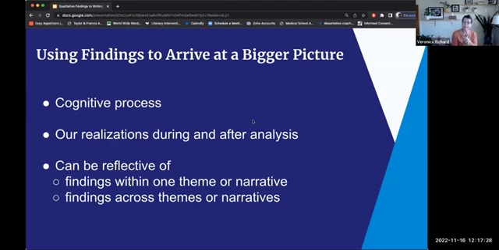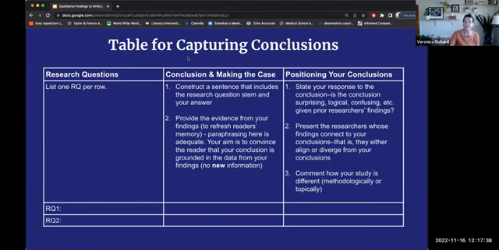And they can be reflective of findings within one theme or narrative or across themes. So let's see what Dr. Velez's conclusions were. So this is a table that I use with my clients and my students to start them thinking about their answers to their research questions.